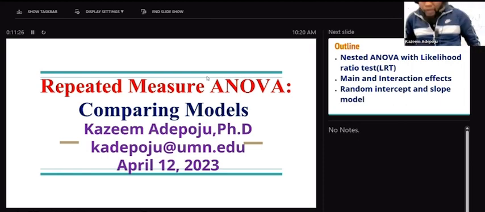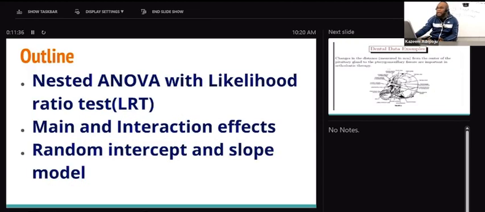Now, like I said, today we actually want to compare models. In the outline, I'm going to walk you through the nested ANOVA with a likelihood ratio test. The nested ANOVA is what we use when we want to compare models. The nested ANOVA requires that you do your estimation with the method of maximum likelihood. Then what are the models that we want to compare?